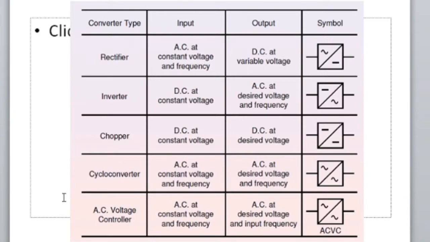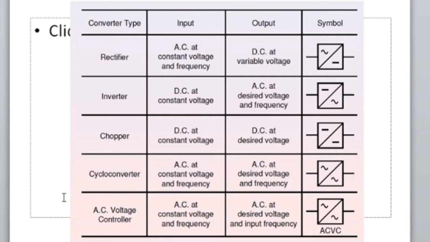With an inverter, input is fixed AC, output is variable AC. We can vary AC in terms of both magnitude as well as frequency. In the case of the cyclo converter we can also do the same thing, but the functioning is different.